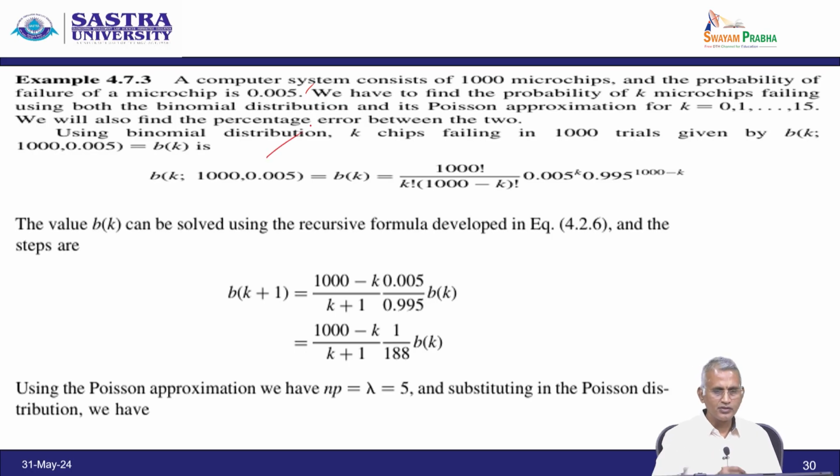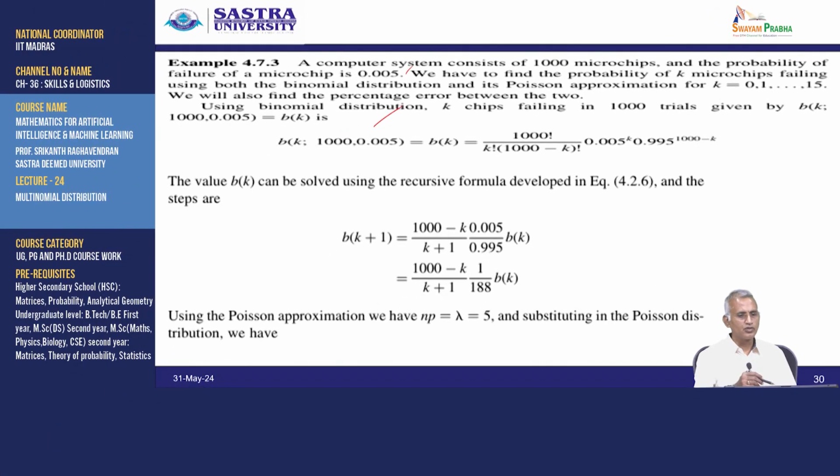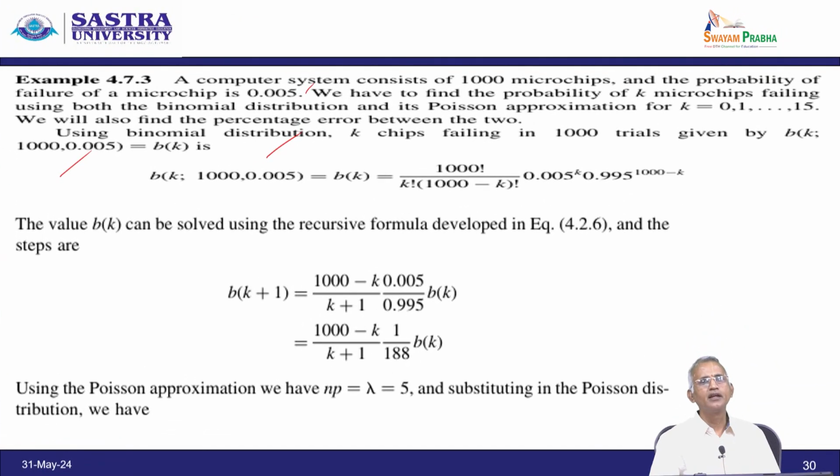So, using the binomial distribution, k chips failing in 1000 trials is given by P(k; 1000, 0.005), which is equal to b(k). Here n equal to 1000, so b(k) is 1000 factorial divided by k factorial into (1000 minus k) factorial, into p, which is 0.005, q is 1 minus 0.005, which is 0.995, the whole power 1000 minus k.